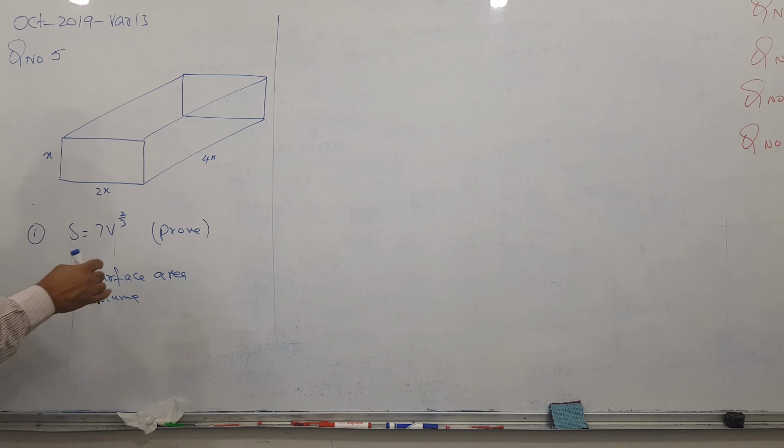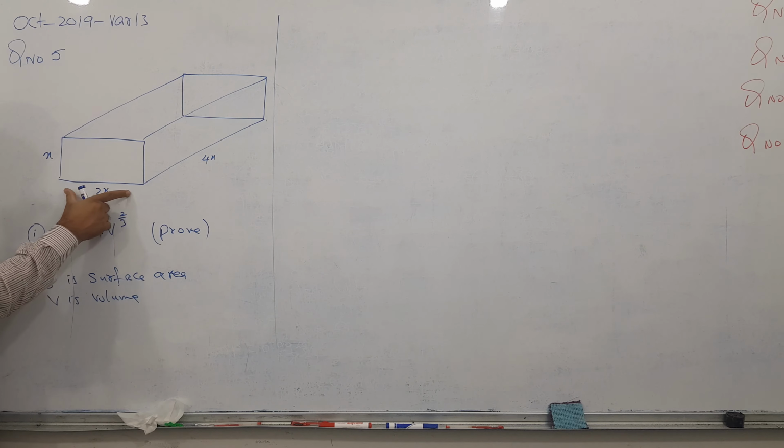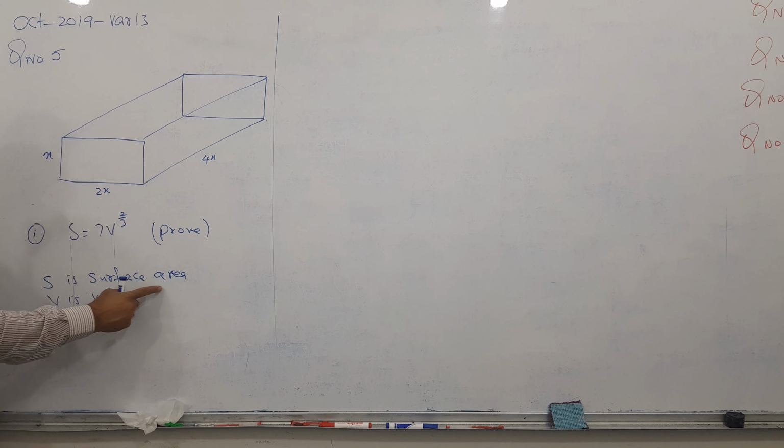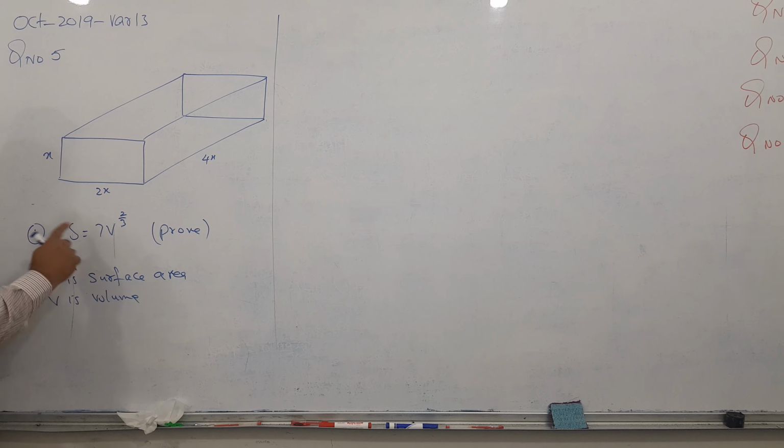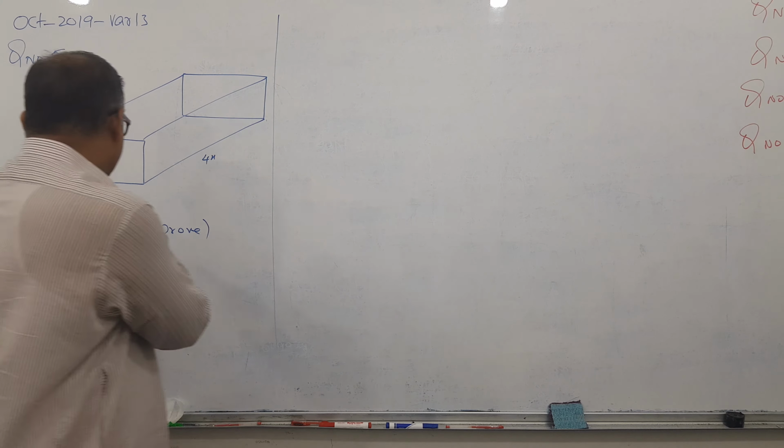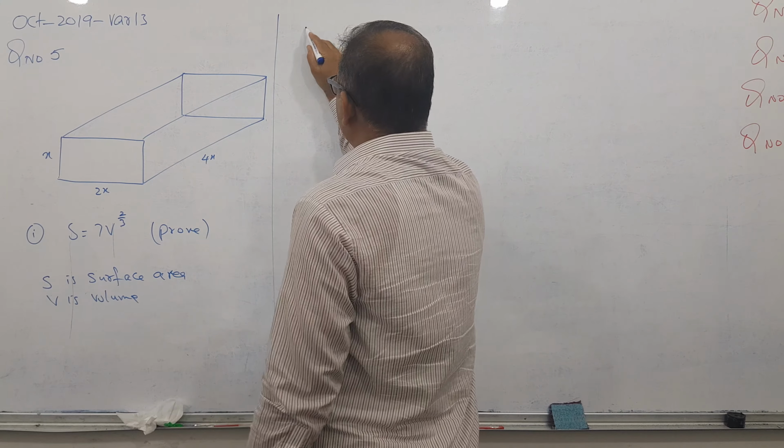Bismillahirrahmanirrahim. October 19, variant 13, question number 5, and the topic is differentiation. First of all, we are given the dimensions: length is 4x, width is 2x, and height is x. We have to prove this link. S stands for surface area and V stands for volume. So let's start the question: how can we prove this link? First of all, the surface area.